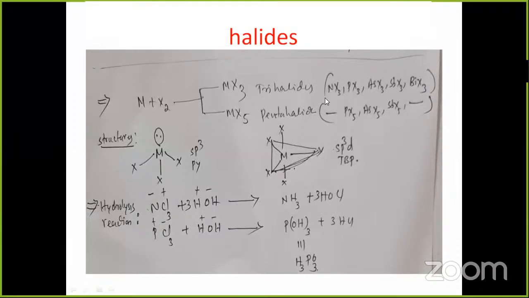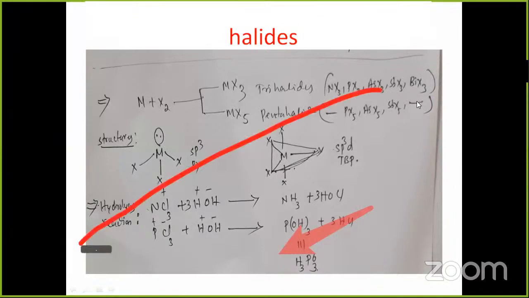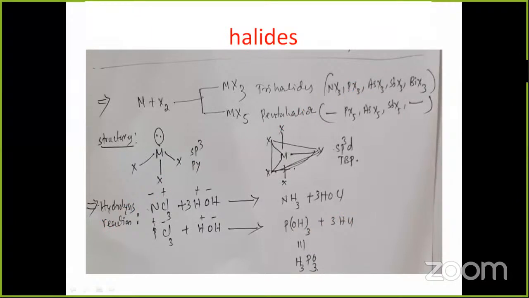So now these are the halates, two types of halates, MX3 and MX5, right? Trihalates and pentahalates. Nitrogen and bismuth cannot form pentahalates. Nitrogen, due to its small atomic size and non-availability of d orbitals. And bismuth, due to the inert pair effect, cannot form pentahalates. The trihalates geometry is sp3 hybridization and pyramidal geometry, and pentahalate geometry is trigonal bipyramidal with sp3d hybridization.